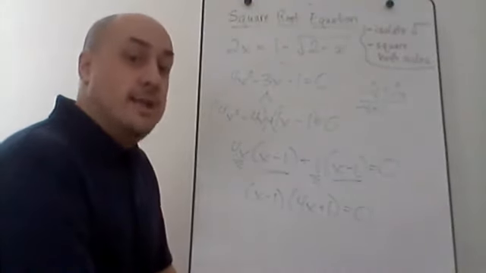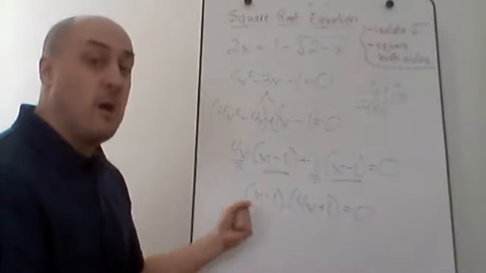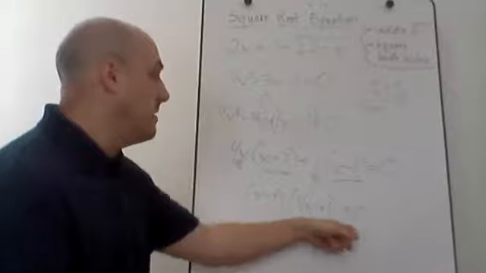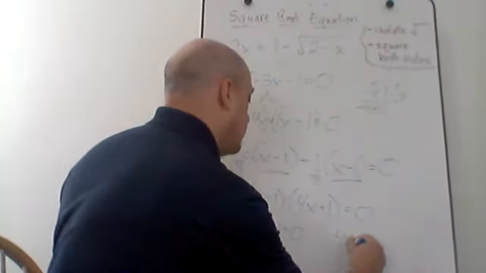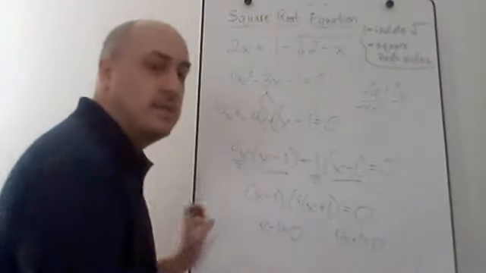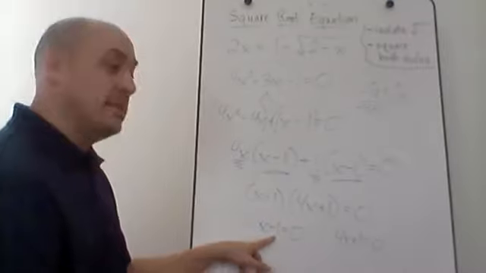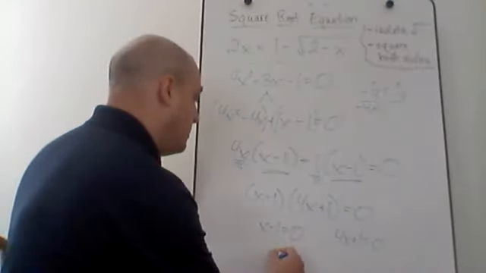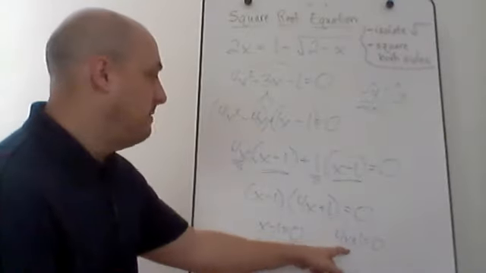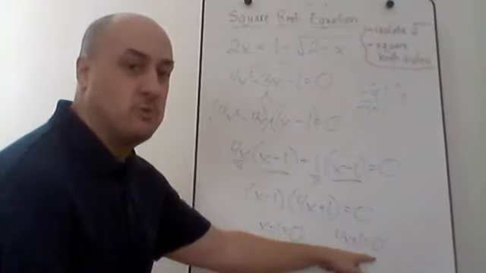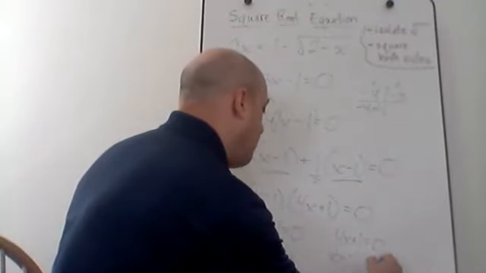Now what I need to do is finish solving this equation. So remember the zero product property: if I have two things multiplied that equal 0, that means either x minus 1 equals 0 or 4x plus 1 equals 0. One of those two things has to equal 0 in order for them to multiply together to equal 0. So for this one, x minus 1 equals 0. If I add the 1 to the other side, I get x equals 1. And for 4x plus 1 equals 0, if I subtract the 1 and then divide by 4, I'm going to get x equals negative 1/4.